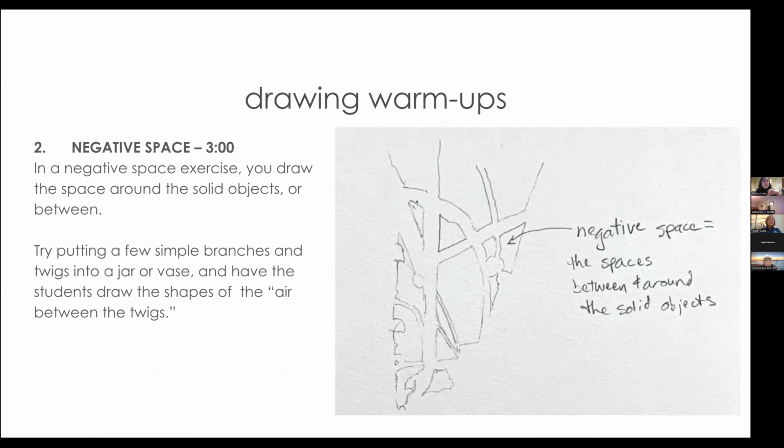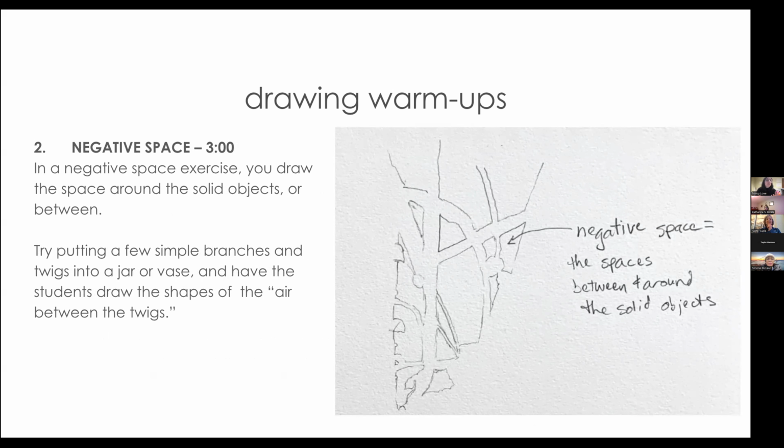So the second one is negative space, and this is a little harder to explain, but let's say you've got some twigs or something, you're drawing the shape in between where they are. So you'd be drawing the shape made between my fingers, not drawing my fingers. What it does is it switches the eye to looking at something else. It's just another way to get your eye to see shapes.